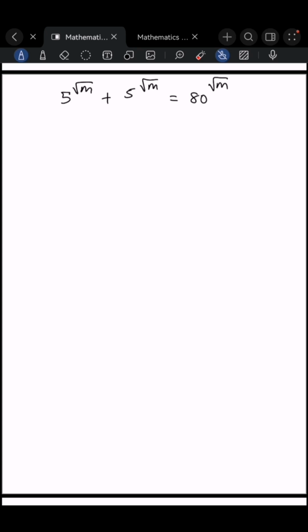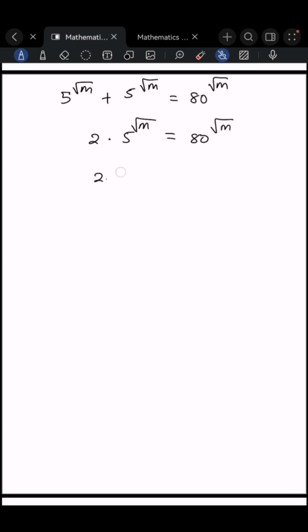Alright, solve for the value of m. You've given that 5 raised to the power of m plus 5 raised to the power of m is equal to 80 raised to the power of m. What I see here is 2 times 5 raised to the power of square root of m is equal to 8 times 5 raised to the power of m.